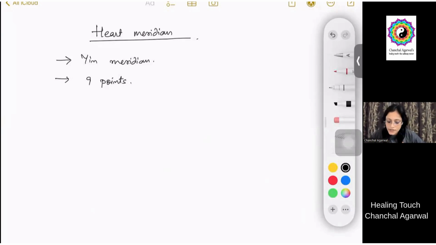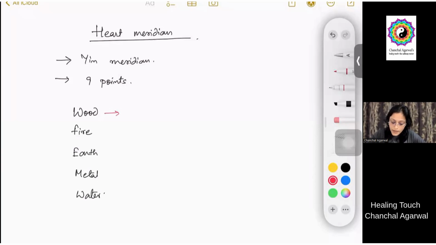So 5 shoe points belong to wood, fire, earth, metal, and water. What does it mean? It means that on like any other meridian, on heart meridian also, we have a wood point, we have a fire point, we have a earth point, a metal point, and a water point.